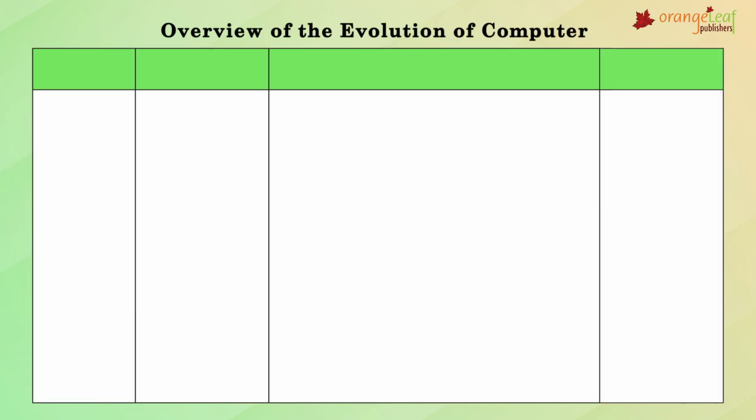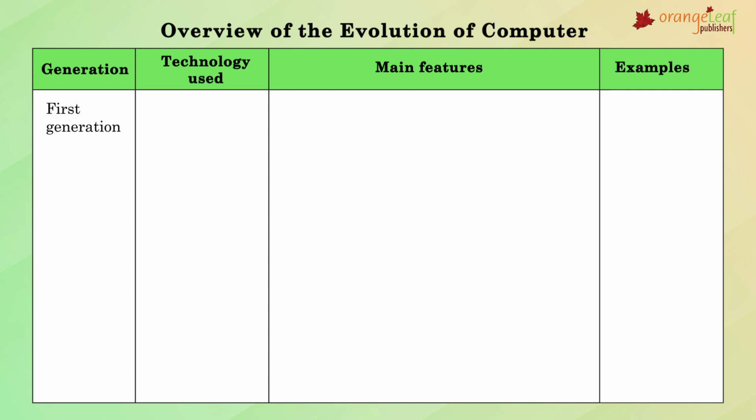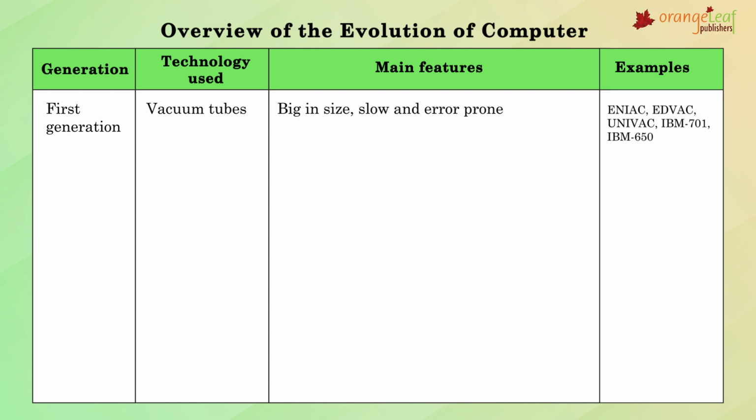Now let's overview the evolution of computer. Generation, technology used, main features and examples. First generation used vacuum tubes, and the main features were big in size, slow and error prone. And the examples for the first generation computers are ENIAC, EDVAC, UNIVAC, IBM 701 and IBM 650.